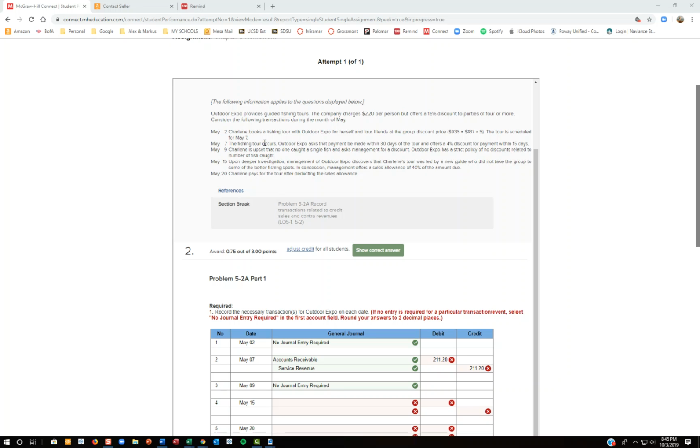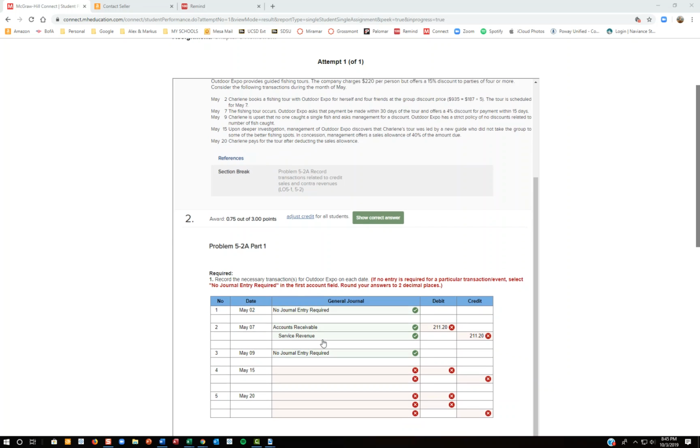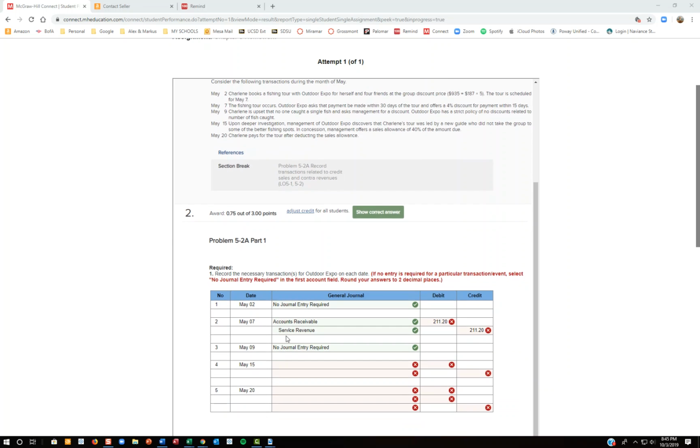But on May 7th, the fishing tour occurs, and they ask that payment be made within 30 days. So they're not going to get the money today, so they're going to put that in accounts receivable, which is exactly what you have down here. So that part is perfect. In fact, they've even made service revenue.